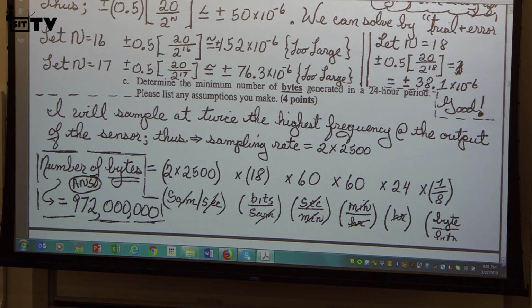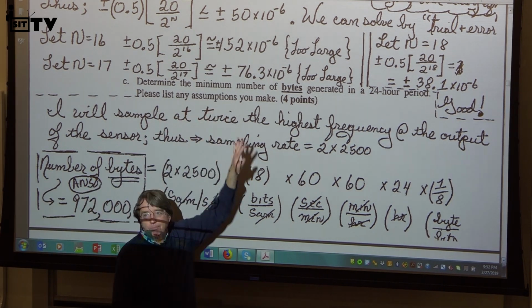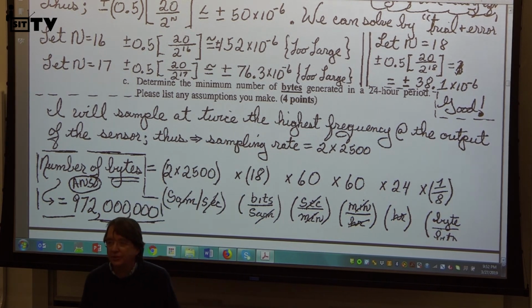Yes, at least. Yeah, you would have to justify it. Now, now that I've said this, the way I worded the problem, I can see it's ambiguous. Determine the minimum number of bytes, but then I say state all assumptions.